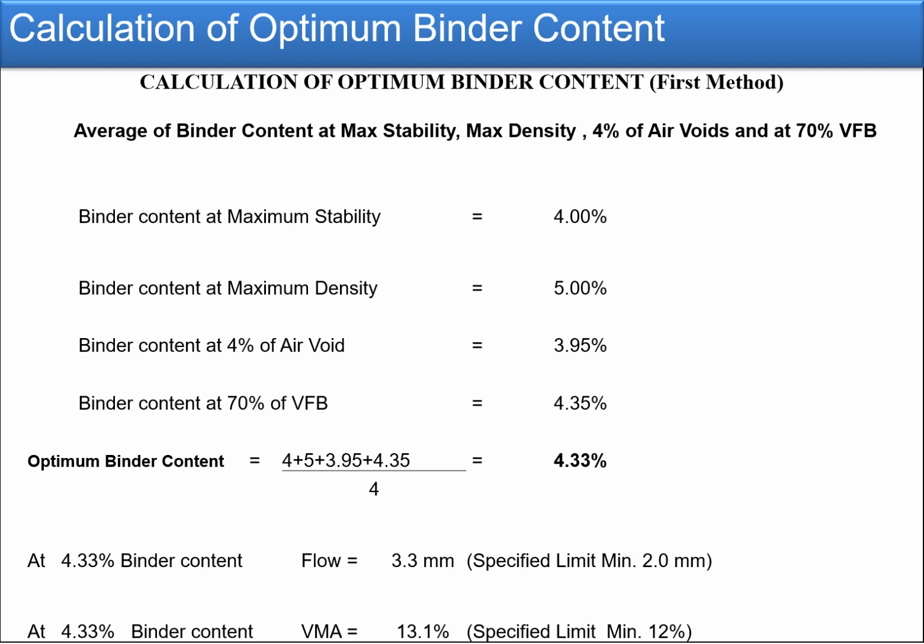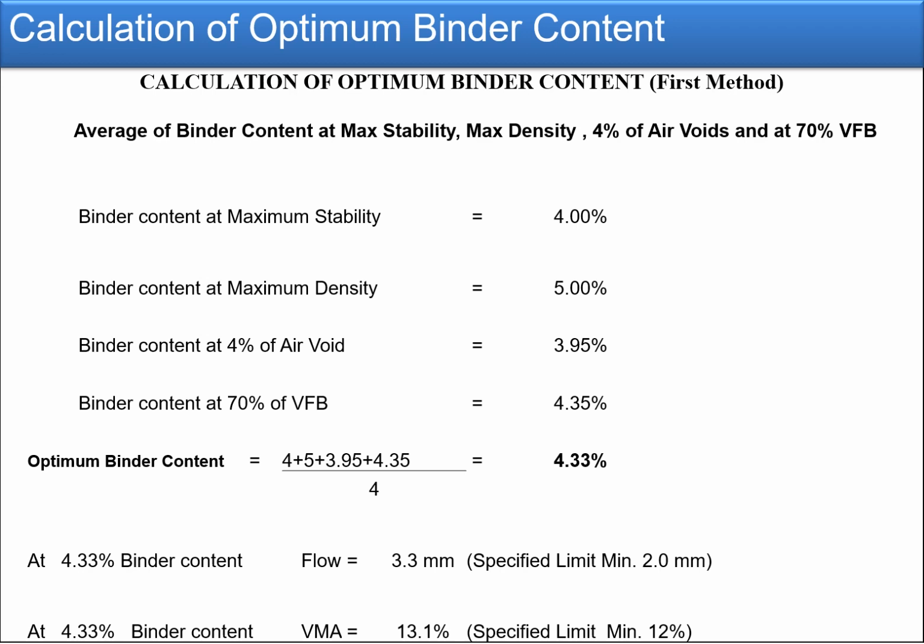Now, what is required is: at 4.33% binder content, what is the flow you are getting from the graph? If it is within the limit, then the optimum binder content is acceptable. And for that 4.33% binder content, what is the VMA you are getting? The VMA we are getting from the graph is 13.1%, and the specified limit is a minimum of 12%. So it is above the minimum specified. Hence, 4.33% binder content is acceptable to be used as the optimum binder content for that particular mix. This is one way of calculating the optimum binder content.